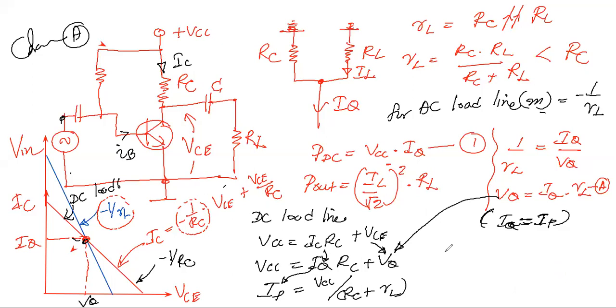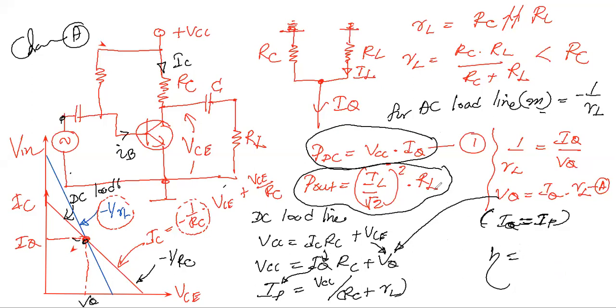You can write down the equation for eta with the support of this PDC and P out. My next target is to solve that equation. Eta, I will substitute this P out divided by PDC into 100. This one we call the collector efficiency. Now I have the parameters. Next step is I have to substitute that into the equation.